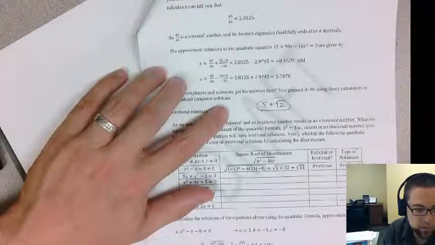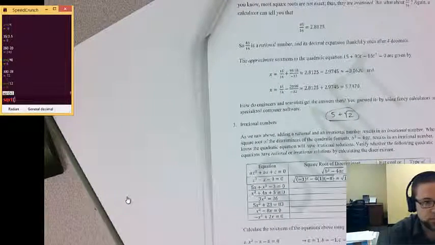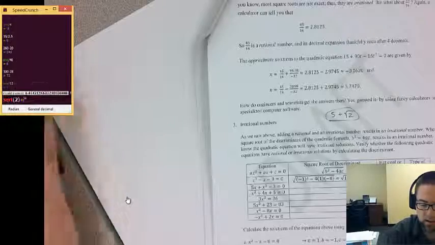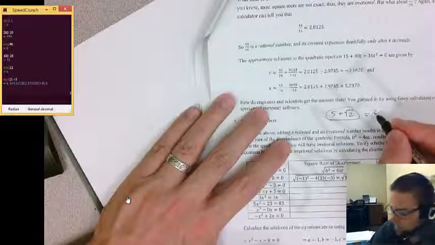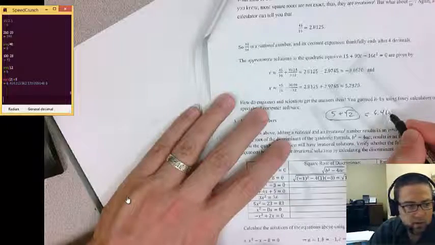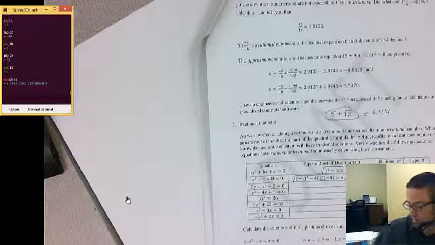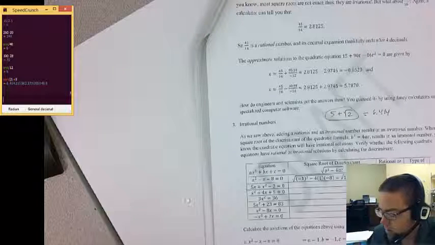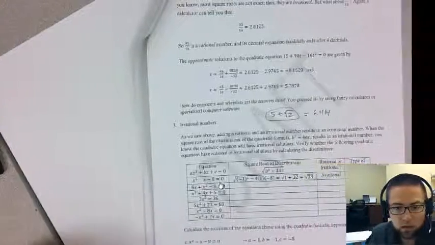I would just go to my calculator and say, okay, what's the square root of 2? And I'm going to add 5 to it. So I would use something like this, that 6.414, and usually that's a good enough approximation for designing a bridge or something like that.